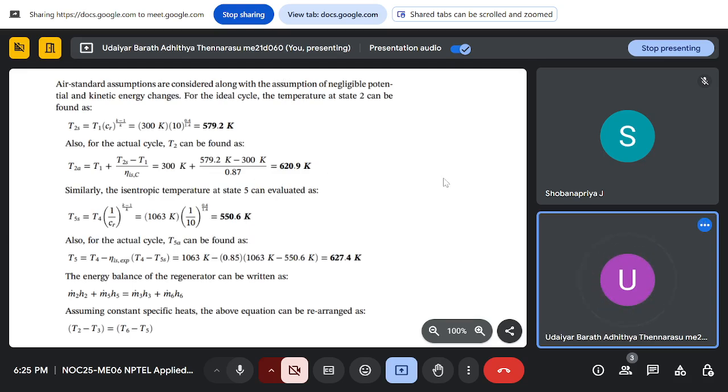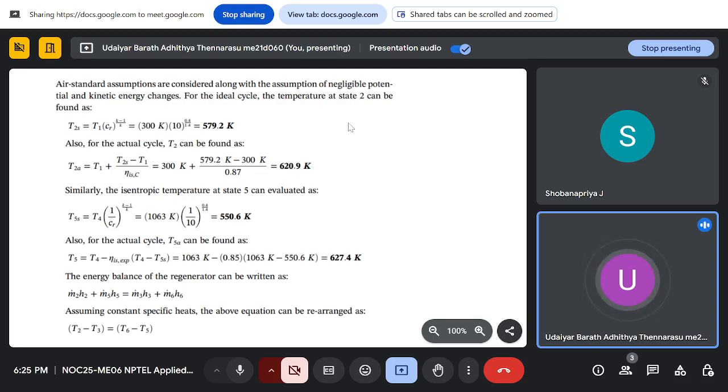So first we'll find out the ideal temperature when you are doing an isentropic compression. So it will have T2S. T2S is T1 times pressure ratio raised to power gamma minus 1 by gamma. So this is for an adiabatic process. T1 is 300 Kelvin, which is the inlet to the compressor, and your pressure ratio is given as 10, and gamma for air is 1.4, assuming. So you will get your T2S as 579.2 Kelvin.